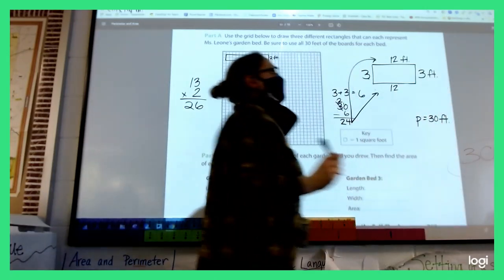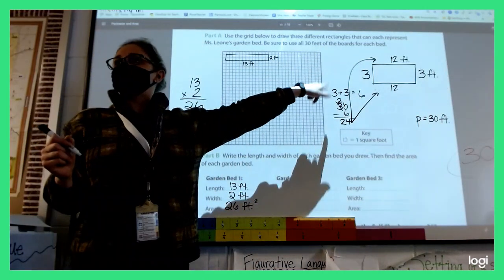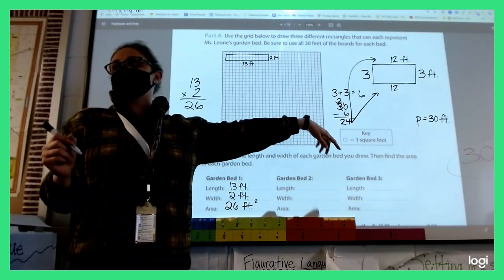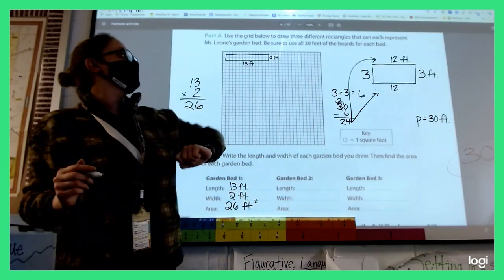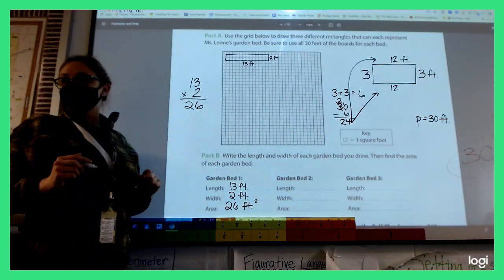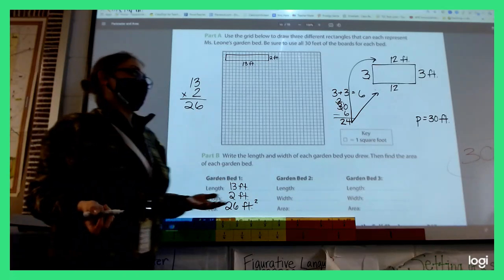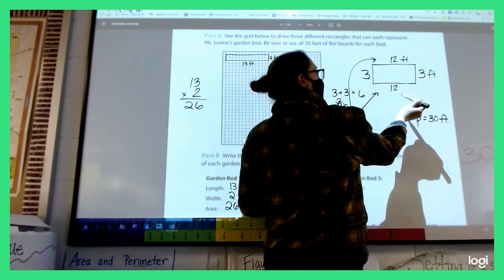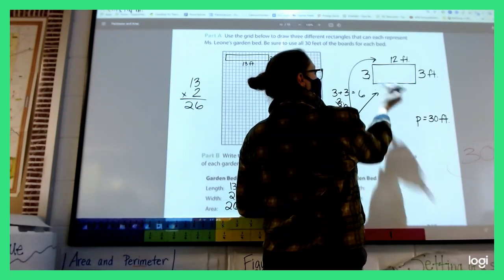All right, now how can I check if I did that accurately before I put it on the grid? Because I don't like erasing constantly. Hayden, how do I check that? 3 plus 3 and 12 plus 12 should equal 30. So I've got 24 plus 3 more is 27 plus 3 more is 30.